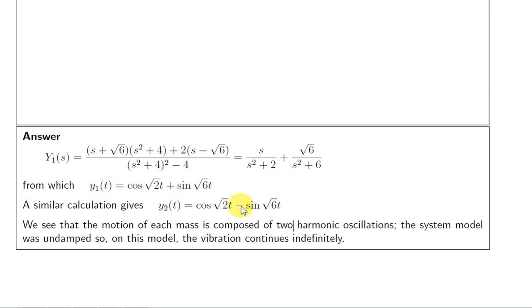Now, I won't do the calculation for y2, but you can see, of course, for y2, that as t increases, we are not approaching some limiting value. So the vibration for the second mass and the first mass continues indefinitely.